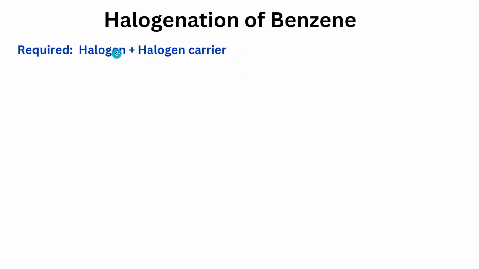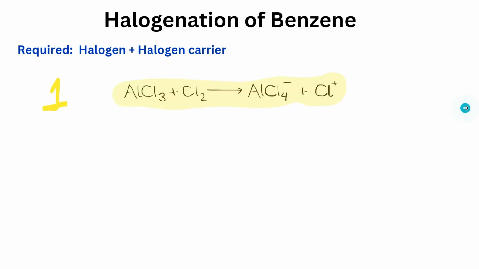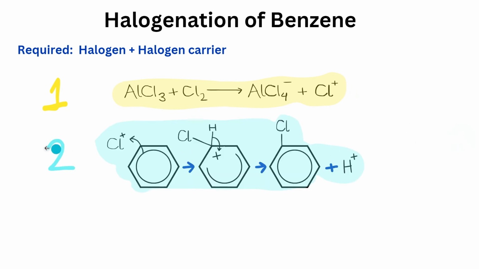Now, in a halogen molecule, it has just two halogen atoms, and both of them exert the same force on the bonded pair of electrons. So there's no polarity. So we need the halogen carrier catalyst to induce polarity in the halogen. What happens is this AlCl3 causes the halogen to polarize, and then we generate ions, AlCl4 minus and Cl plus ion. Now this acts as the electrophile. You can see the second step of this reaction. This is basically electrophilic substitution.